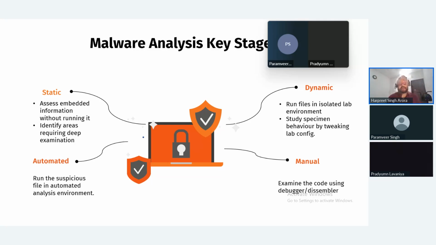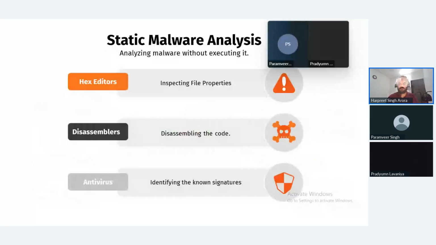Then there are manual ways: examine the code using a debugger and disassembler. We have debuggers and disassemblers like IDA. We have Ghidra. Based upon which operating system you're using, you can use both of them. Static analysis is done using hex editors, disassemblers, and antiviruses. Let's start our hands-on.